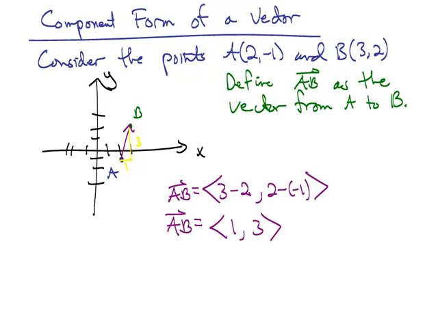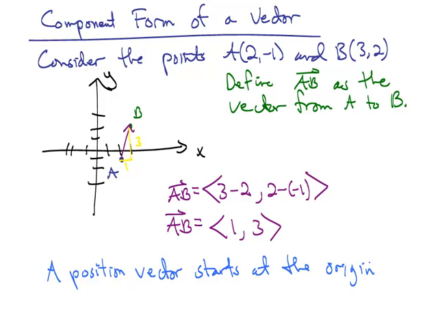Now, if I want to write this as a position vector, let's go ahead and define what that is right now. A position vector is just a vector which starts at the origin. So I can make a copy of this vector AB and make it a position vector by just going to the right 1 and up 3 starting from the origin, and there it is. But again, remember that we can put those vectors anywhere we want as long as their direction and magnitude are the same.